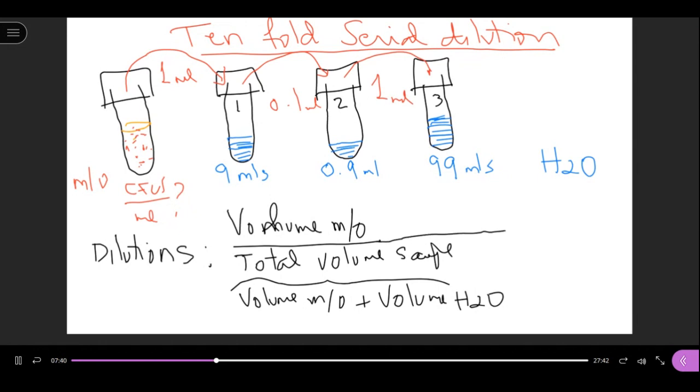For tubes 2 and 3, as we calculate the dilution factors, we're going to need to multiply by previous dilutions. For tube 1, there are no previous dilutions, so we don't have to account for them. But when we calculate dilution factors for tube 2, we have to account for the previous dilution, and the same thing for tube 3.